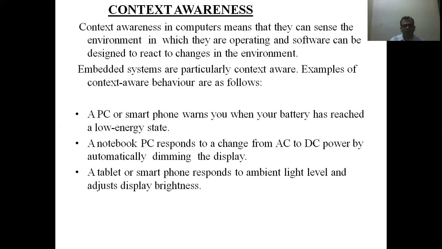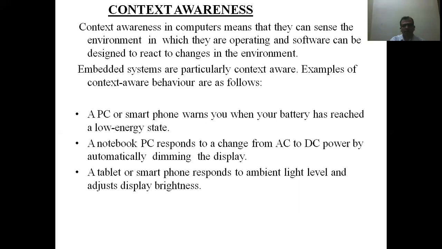A PC or smartphone warns you when your battery has reached a low energy state. So the personal computer warns you when the battery is at a low energy state, and then we have to recharge. It is an indication that the energy is at a low state. A notebook PC responds to the change from AC to DC power by automatically dimming the display.